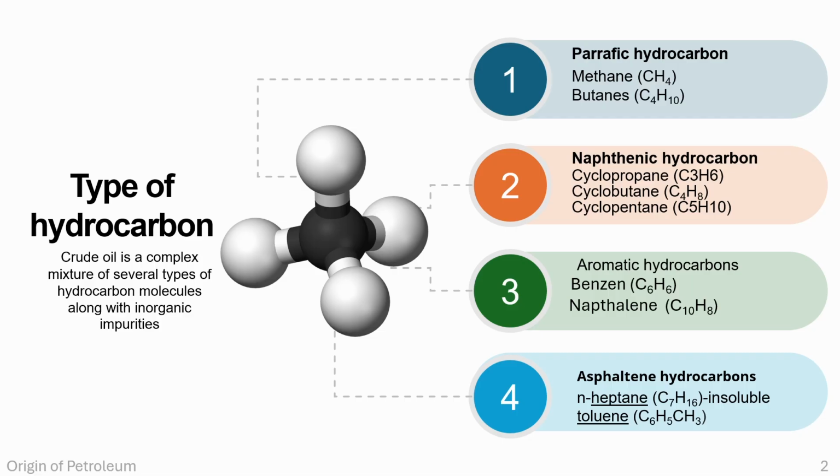This slide lists four major hydrocarbon groups: paraffinic hydrocarbons, naphthenic hydrocarbons, aromatic hydrocarbons, and asphaltene hydrocarbons. These components strongly influence fluid properties such as density, viscosity, volatility, and production behavior. That is why petroleum engineers must understand both geology and fluid composition.